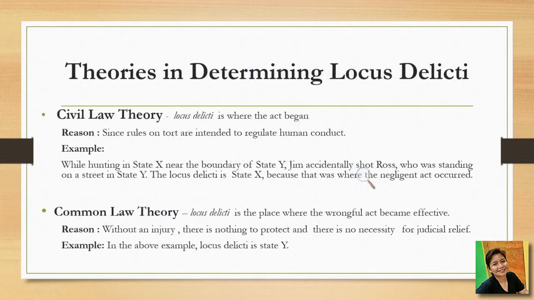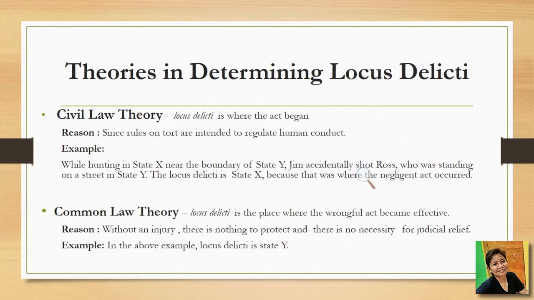In applying, however, the rule of lex loci delicti commissii, how is locus delicti determined, especially if the wrongful conduct is committed in one state and the injuries are sustained in another, or the conduct is a continuing act that spans several states? There are at least 3 theories in determining where the locus delicti is. The first theory is the civil law theory. The locus delicti is where the act began.